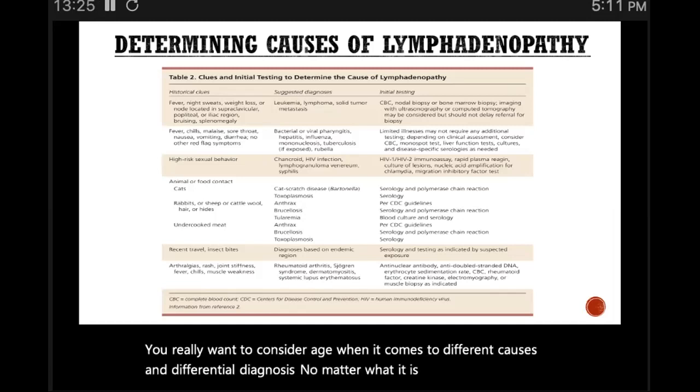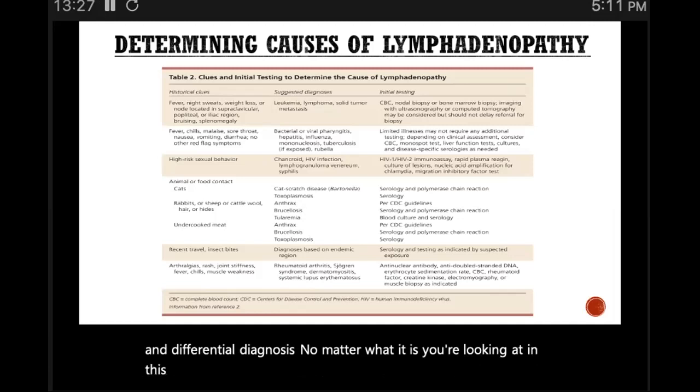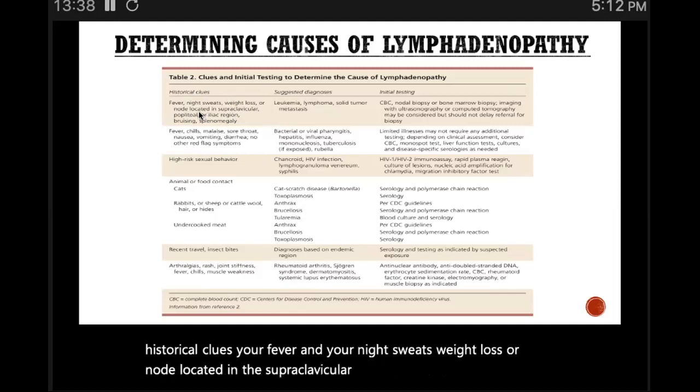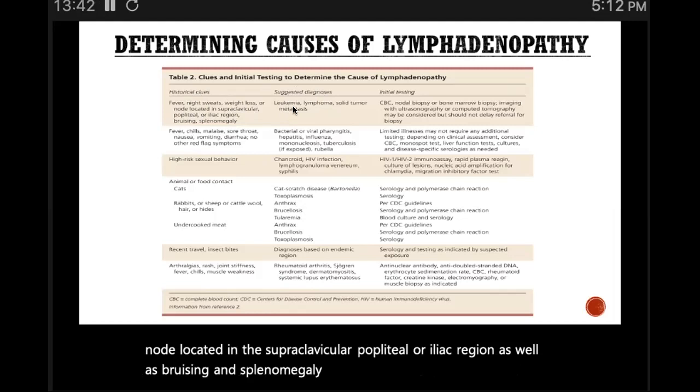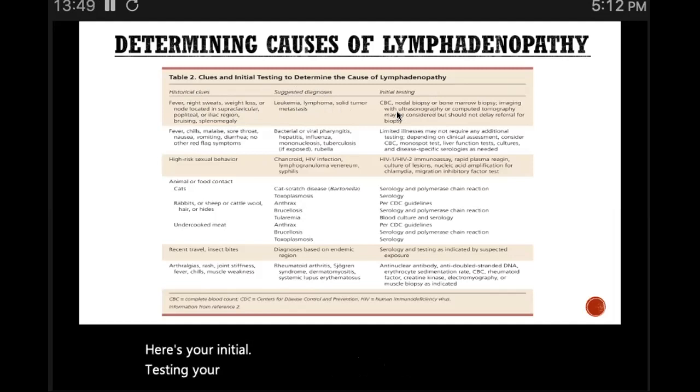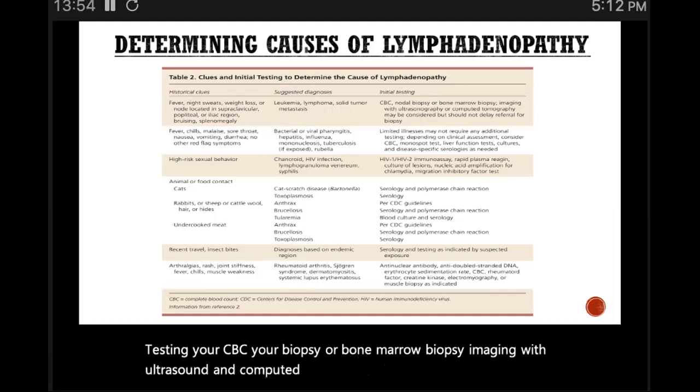is you're looking at. In this particular table here, we have clues and initial testing to determine the cause of lymphadenopathy. So you want to look at historical clues: your fever and your night sweats, weight loss, or node located in the supraclavicular, popliteal, or iliac region, as well as bruising and splenomegaly. We're looking at suggested diagnoses of leukemia, lymphoma, or a solid tumor metastasis. Here's your initial testing, your CBC, your biopsy or bone marrow biopsy. Imaging with ultrasound and computed tomography may be considered, but should not delay referral for a biopsy.